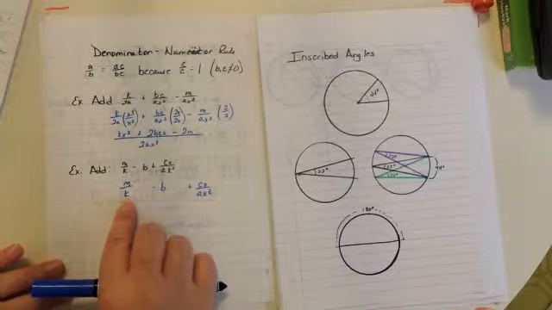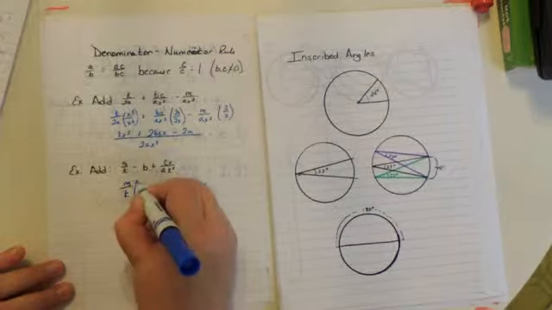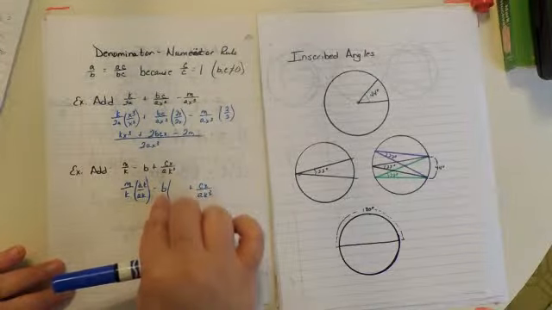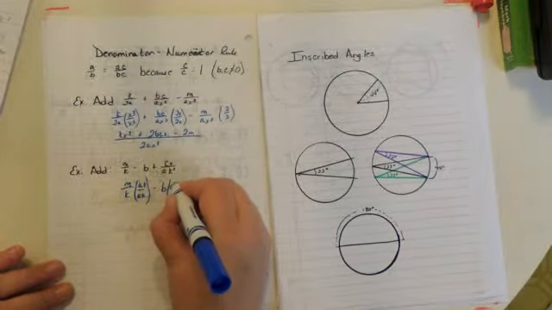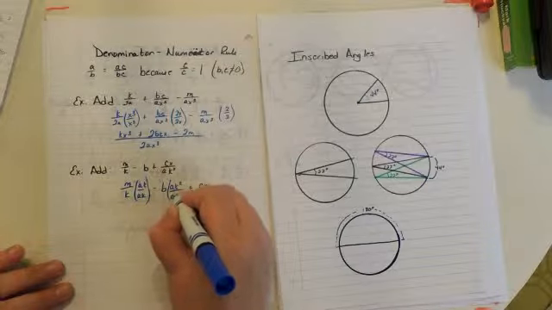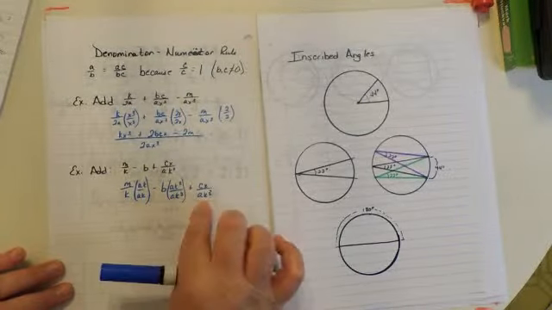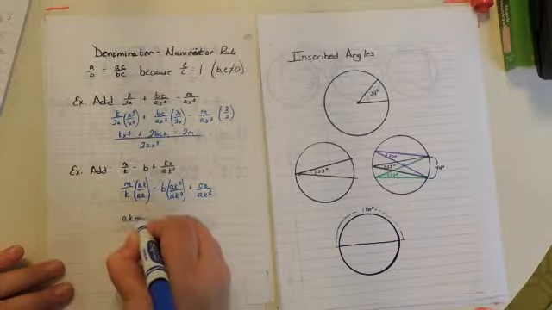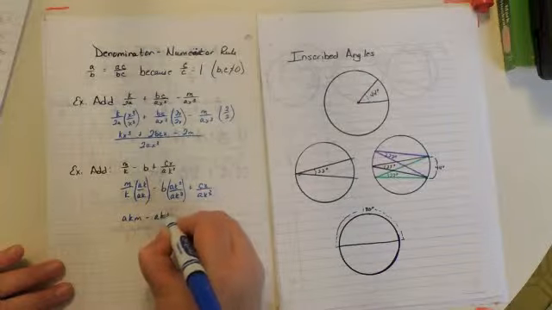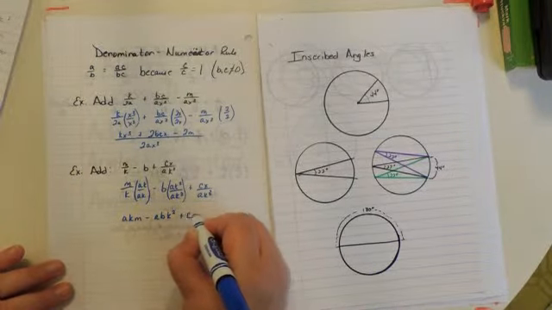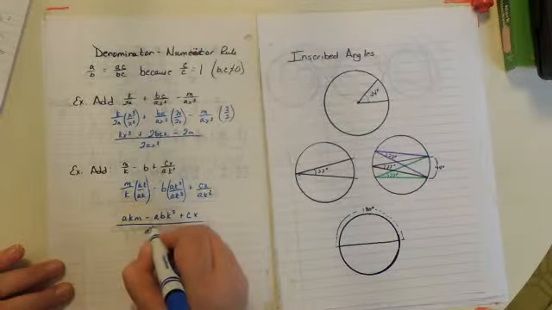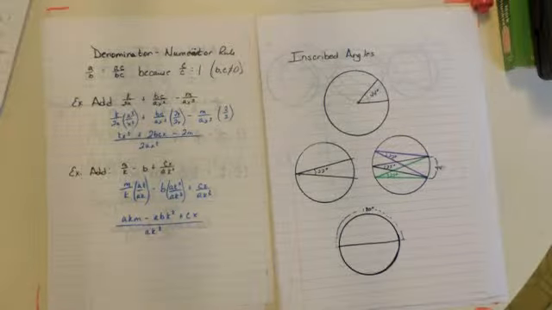Alright, this one's going to need an a and another k. So ak over ak. This one doesn't have a denominator. Well, it's 1. So we're going to multiply it times ak squared over ak squared. And this one's already there, so we don't need to do anything to that. So we have akm minus abk squared plus cx over ak squared. Okay?